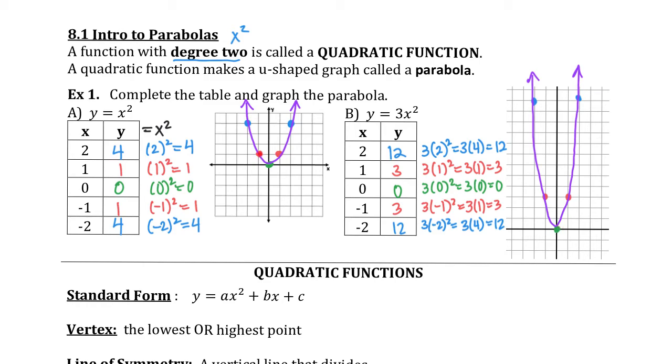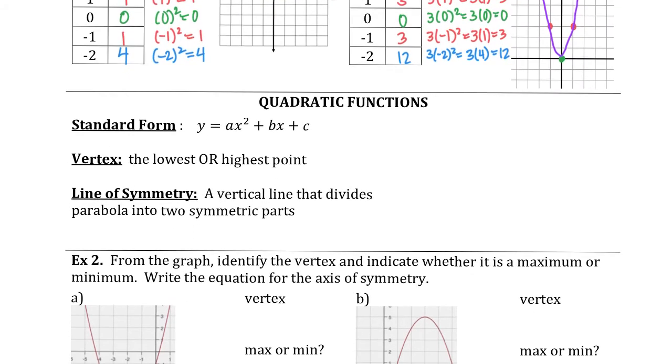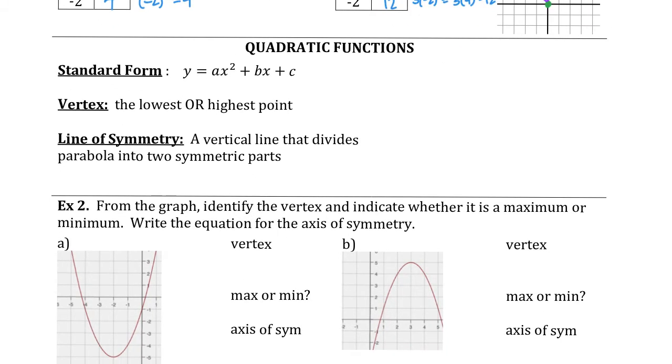And if you look on the left and right side, they are symmetric and they have matching points. So these 2 points are symmetric. These 2 match. Left and right match. And there's always going to be a matching point, which will help us graph it in the future. Okay, so let's look at quadratic functions a little bit.